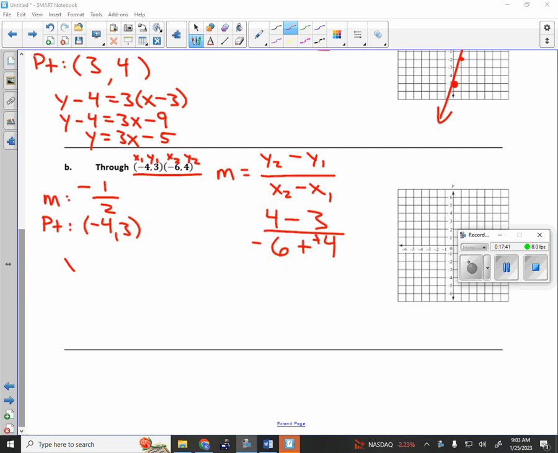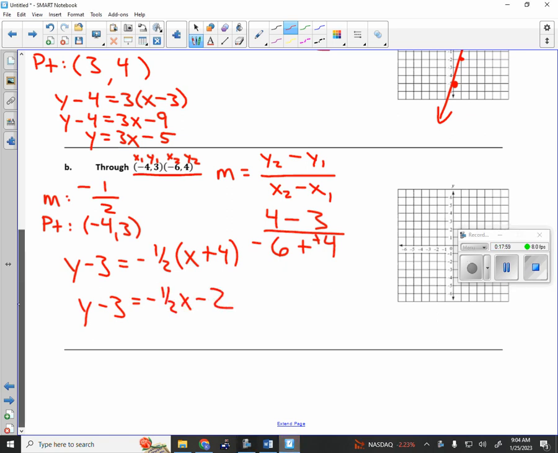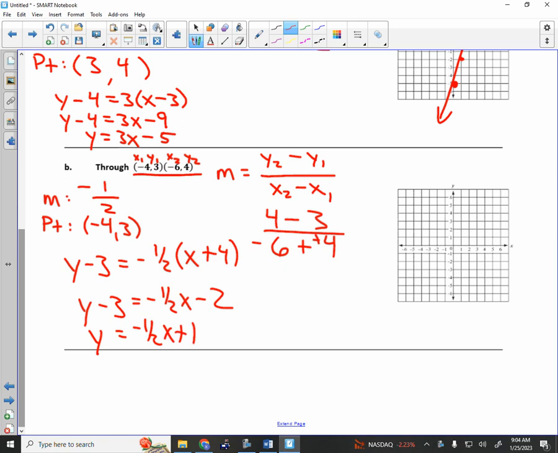All right, so we've got y minus 3 is equal to -1/2 times x plus 4. Or y minus 3 is equal to -1/2 x, then a -2. y equals -1/2 x plus 1. We're going to plot the 1. Go down 1 and over 2. That should be your line.